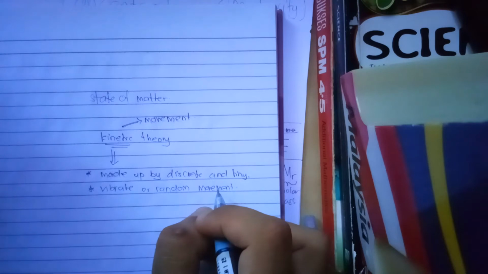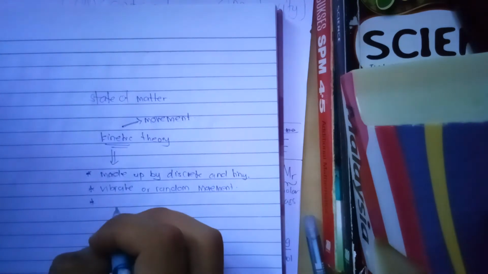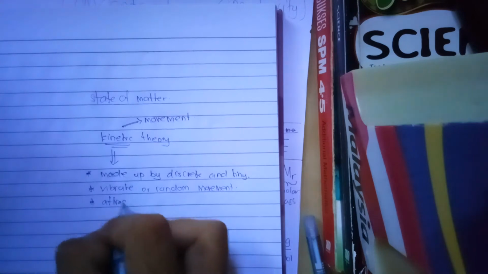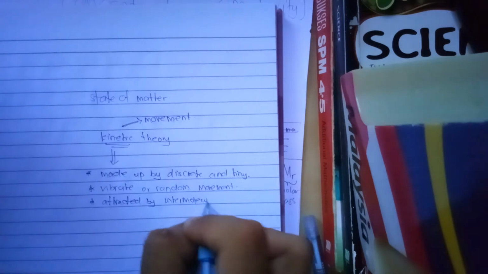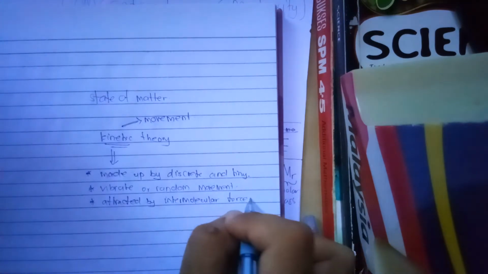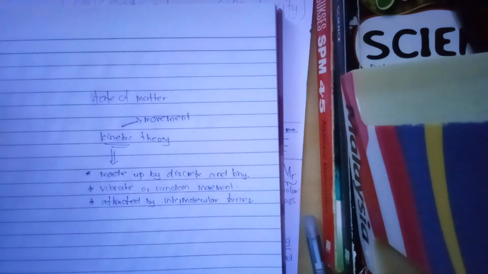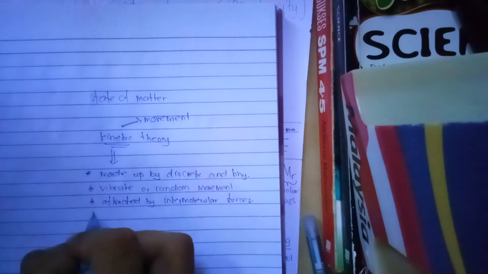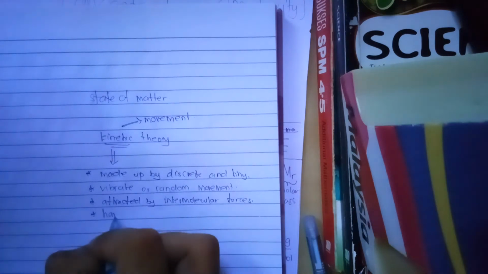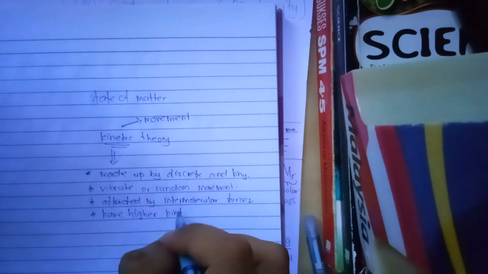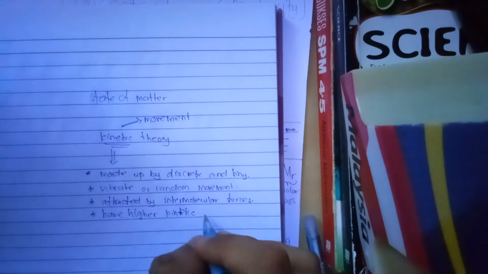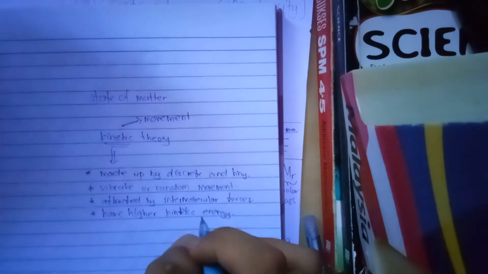The kinetic theory also explained that the particles are attracted by intermolecular forces, especially for the solid. As you know, they are very close to each other, so the attraction is very strong. Basically the particles have higher kinetic energy, meaning they have the energy to move. Okay, so this is the kinetic theory of matter.